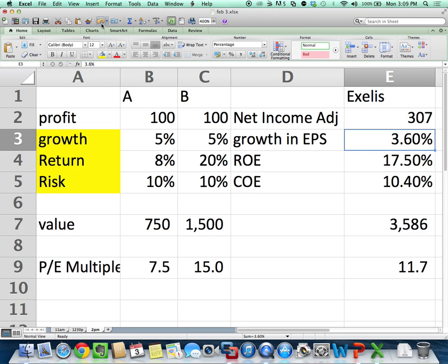And then their prospects on a go-forward basis. So we're going to kind of back into some real-world numbers, just like we just did for Excelis. And that's going to be part of your homework assignment.